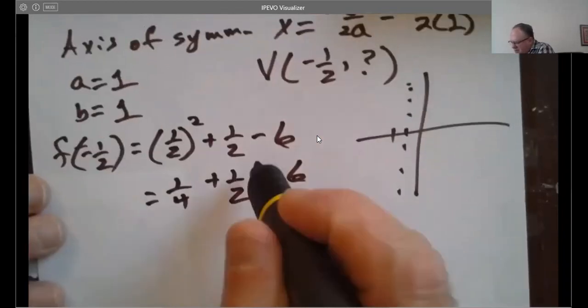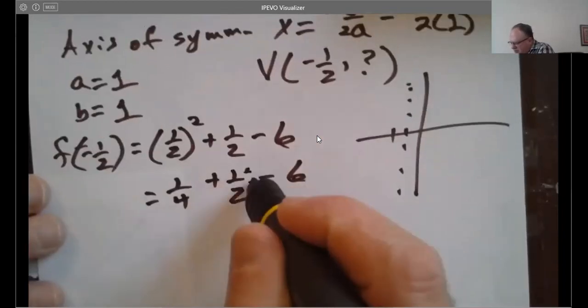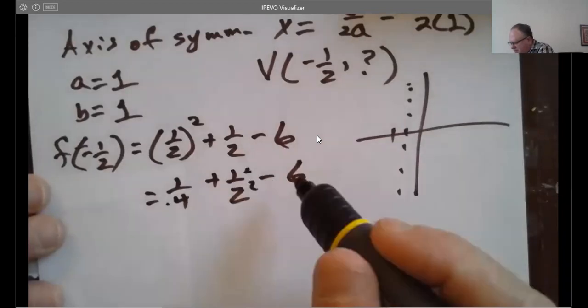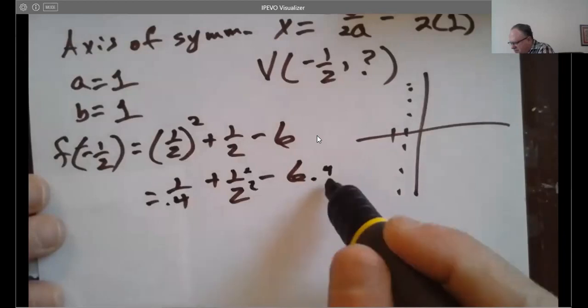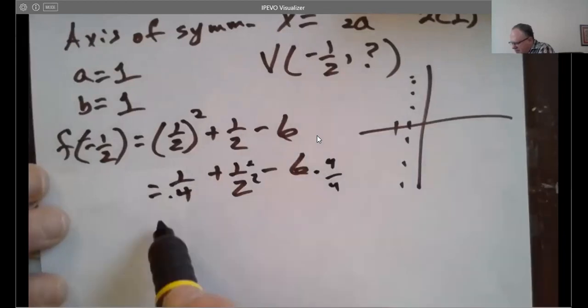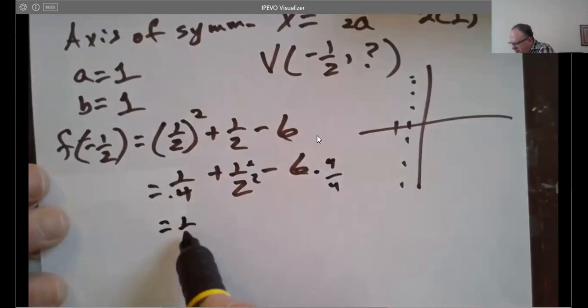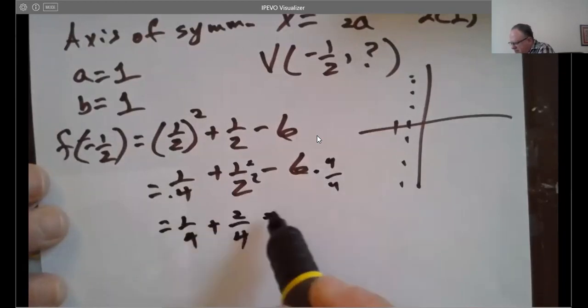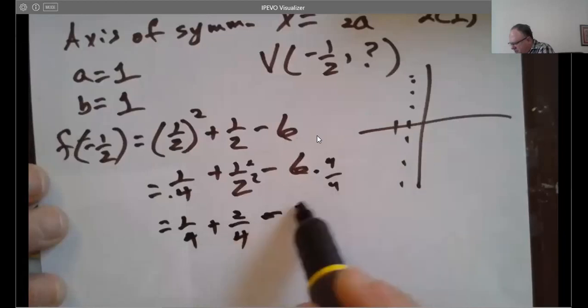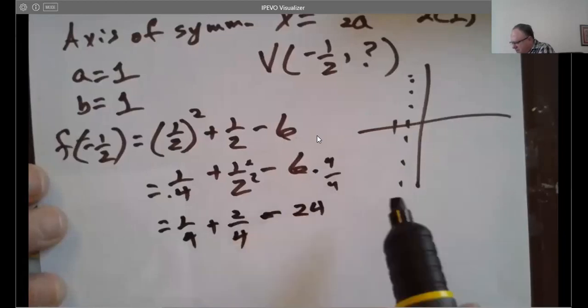So we need a common denominator. We got to multiply 2 over 2 to get a denominator of 4. And here we need a denominator of 4, so we multiply 4 over 4. And we get 1/4 minus 2/4 minus 6 times 4, 24 over 4.